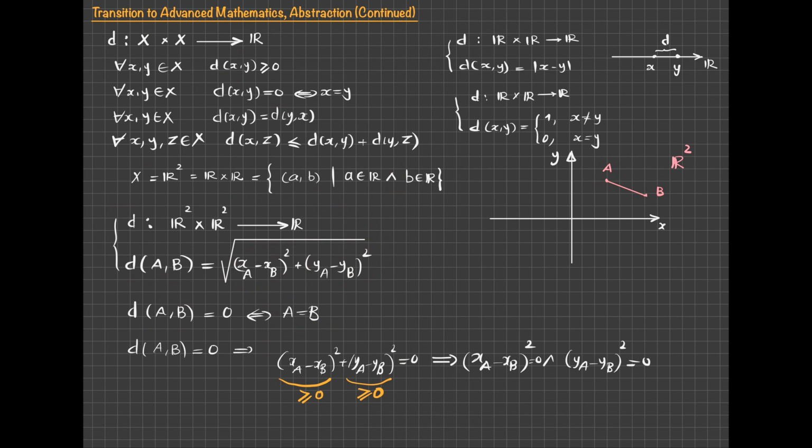Okay, but what does this mean then? This means that x of a is equal to x of b and y of a is equal to y of b. This means that I have two points, the x-coordinates match, the y-coordinates match, so it means that the points are actually the same point.